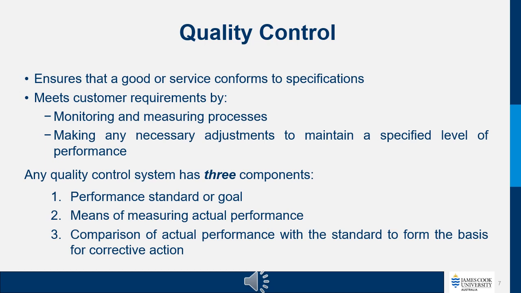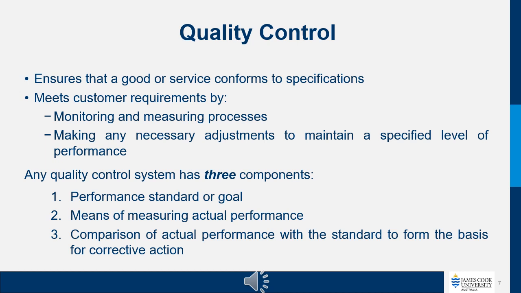The second component is the means of measuring the actual performance. This involves gathering data and information about the product or service through various methods such as inspection, test, and evaluation. These measurements provide objective feedback on the quality of the output. The third component involves comparing the actual performance with the established standard by analyzing the results of the measurements.